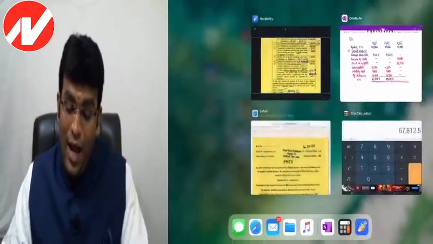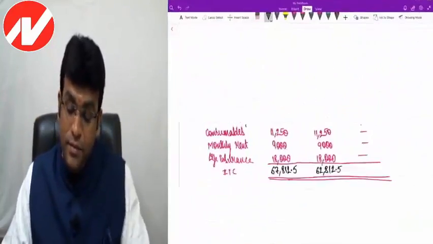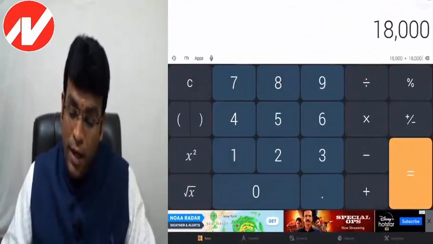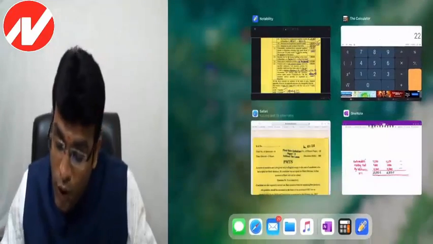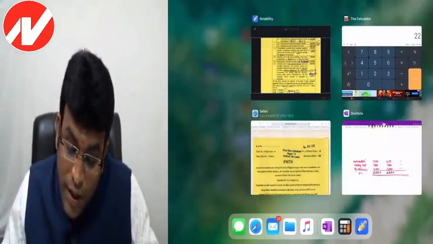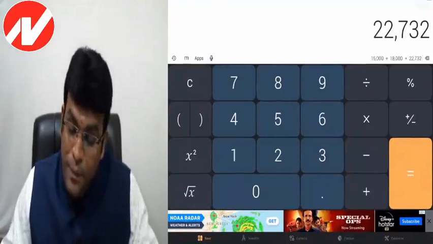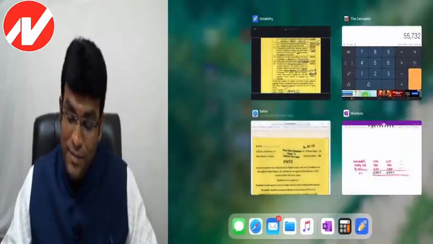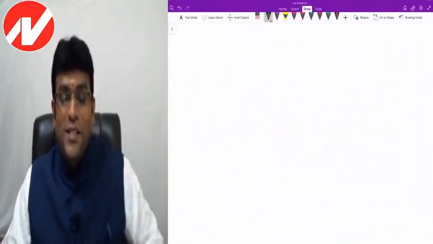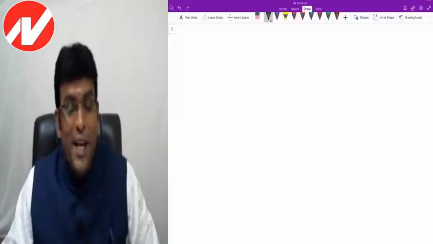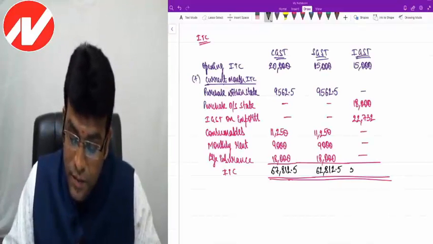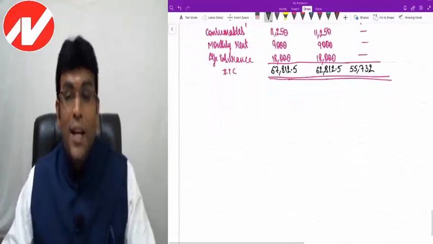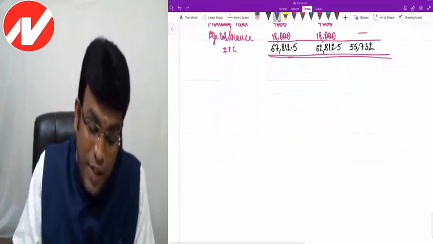Then the IGST figure is 15,000 plus 18,000 plus 22,732. The figure is 55,732, my dear friends. So my figure of IGST comes to 55,732. That's it. With this, I'm done with the calculation for my input tax credit.